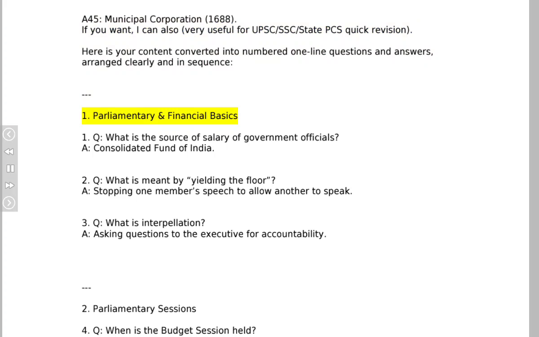1. Parliamentary and financial basics. 1. Q. What is the source of salary of government officials? A. Consolidated Fund of India. 2. Q. What is meant by yielding the floor? A. Stopping one member's speech to allow another to speak. 3. Q. What is interpellation? A. Asking questions to the executive for accountability.